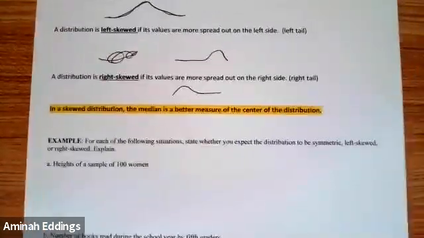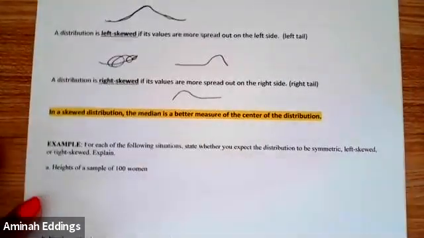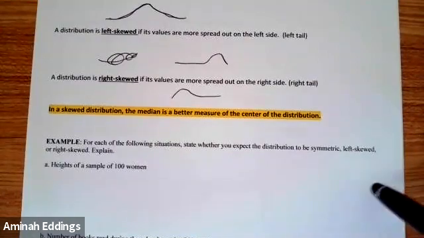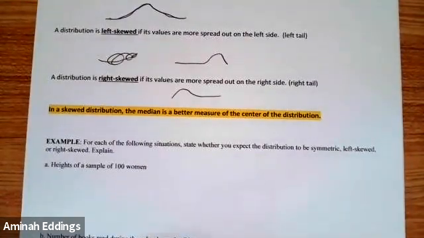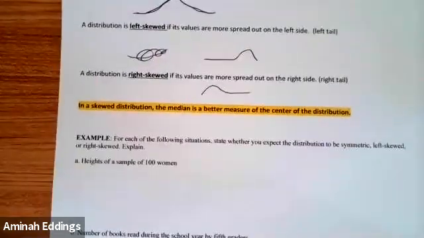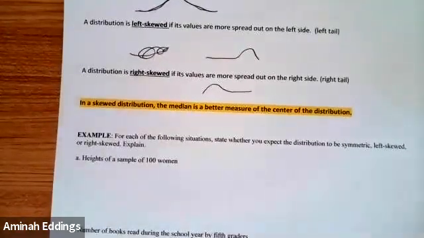Okay, so let's look at some examples. For each of the situations, state whether you expect the distribution to be symmetric, left skewed, or right skewed, and then we're going to explain. The first one: heights of a sample of 100 women. If you were to randomly sample 100 women, what do you think those heights would look like?